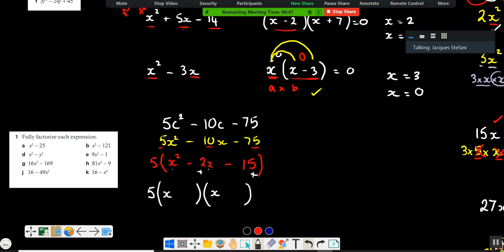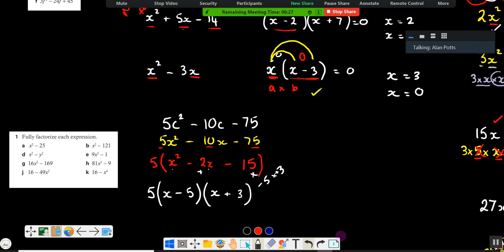5 and 3. 5 and 3, isn't it? 5 times 3, yeah. +5, -3, or the other way around? It's a negative when I add, so the larger one must be negative. Must be -5, +3. So x minus 5 and x plus 3.